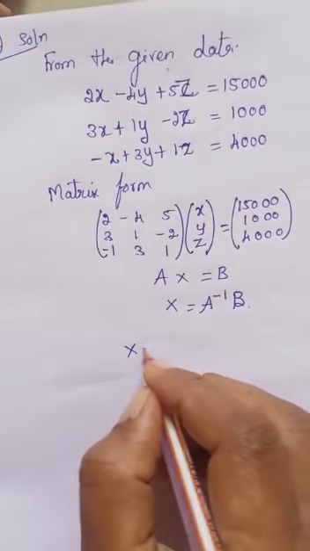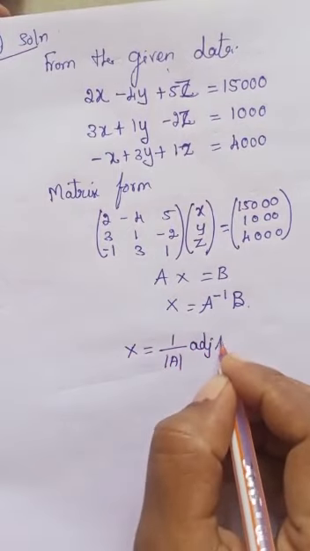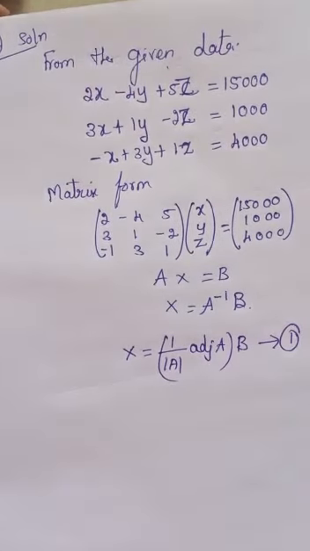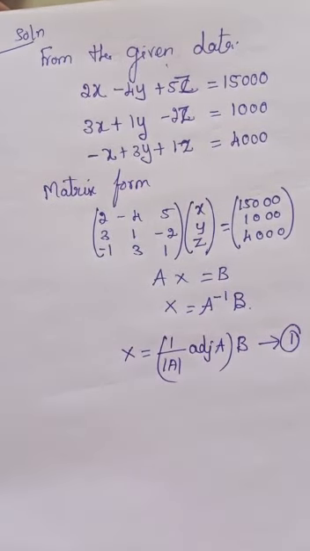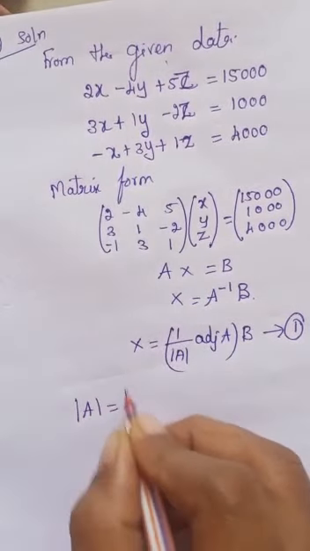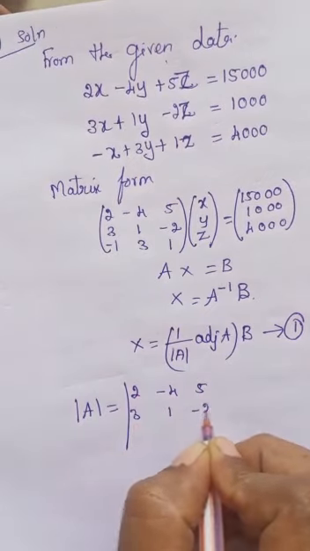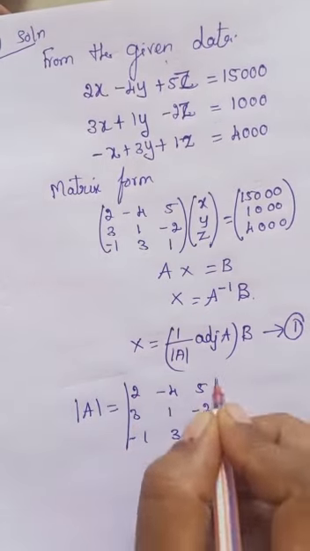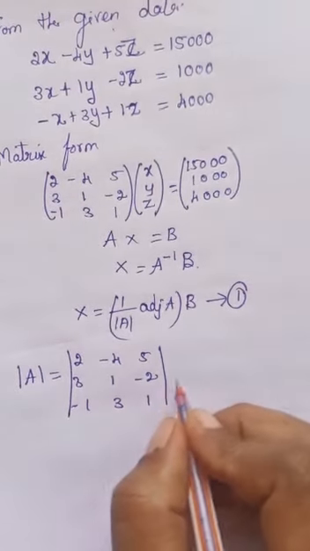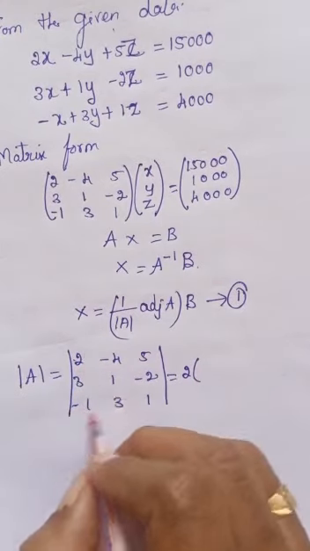Now, here X is equal to A inverse, which is 1 by determinant A into adj A into B. So, we can mark it as equation number 1. So, now we need to find out determinant A and adj A. Say determinant A is equal to determinant 2 minus 4, 5, 3, 1, minus 2, minus 1, 3, 1. Shall we find out the answer? Here itself we can write that is 2 into, first value 2 into, leaving the row and column.